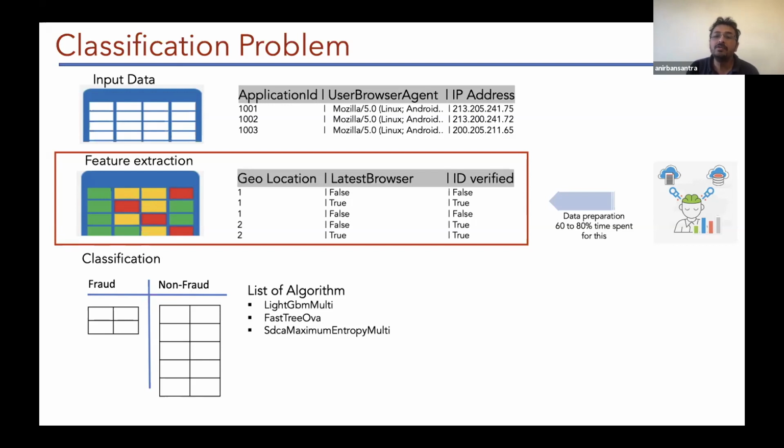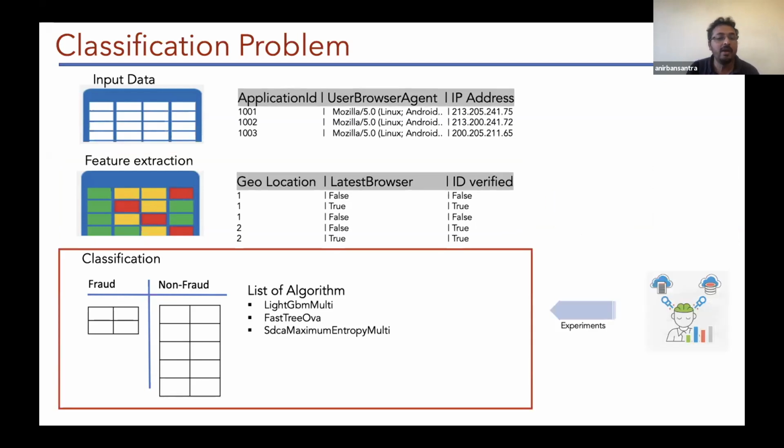Next, from the browser user agent, we have extracted whether it is a latest browser or not, and in a process we have labeled the data, whether that particular row or particular request was ID verified or not. So this feature extraction is a major step, and only an experienced data scientist who has actual experience can do it. And ultimately, we have to run the classification algorithm, and we know that it is a classification algorithm because ultimately we are trying to identify whether the application was a fraudulent application or not.